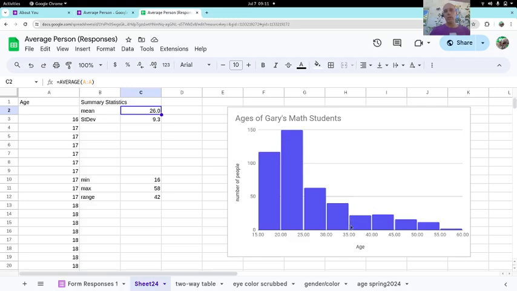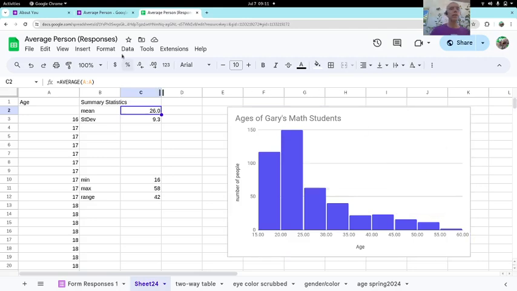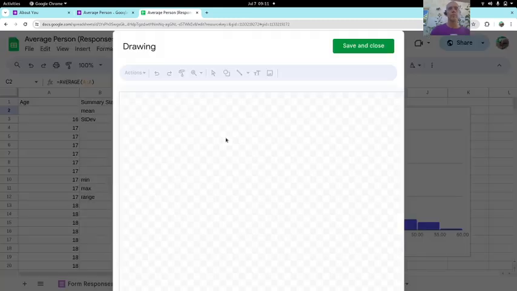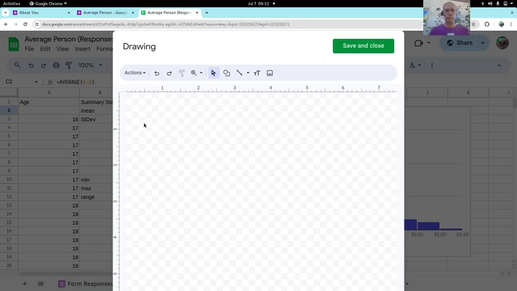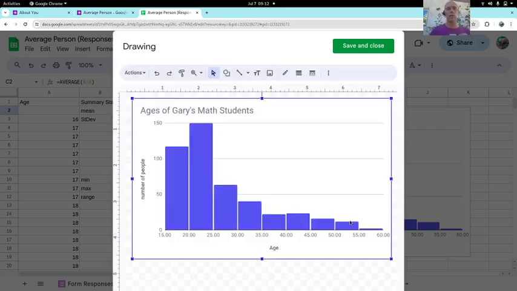So what I want to do is consider where 26 is here. So 26 is about there. And let's make a copy of this to draw on and get a drawing of it. And let's paste it unlinked. Linked versus unlinked: linked means the drawing will update if you change the data or the chart somehow. Unlinked means it's just a picture of it. It won't update. All right.